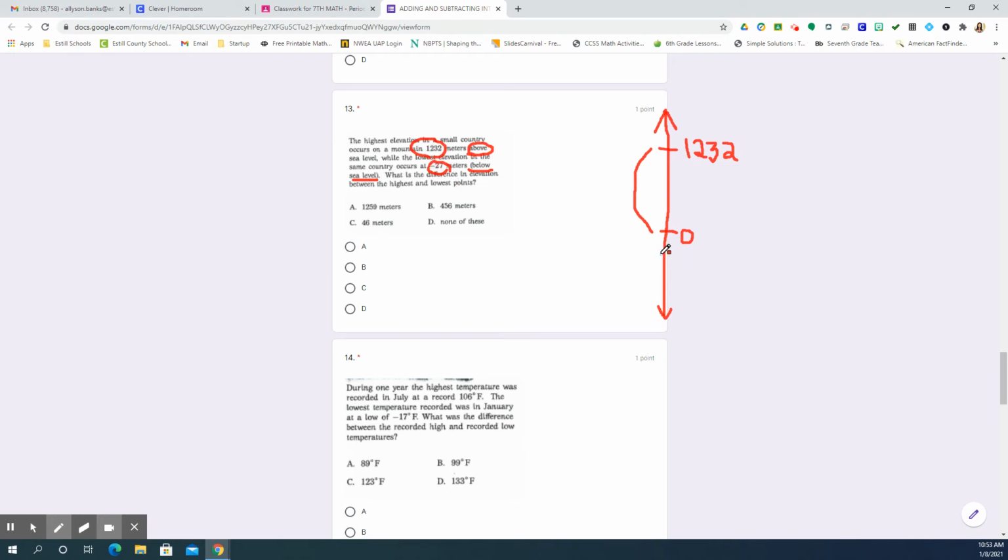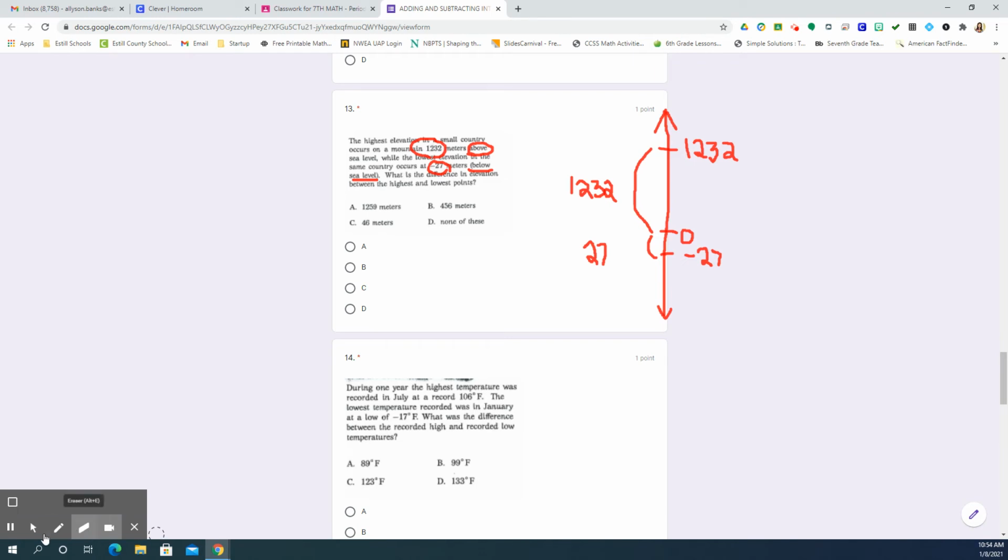Okay, well, negative 27 is going to be about right here. That's the lowest point. It's below sea level. And from here to here is 27. So I've got 1,232. That's the distance from here to here. And the distance from 0 to negative 27 is just 27. So if I add these two together, I should find my overall distance. I will let you guys add it together and see what the distance is.